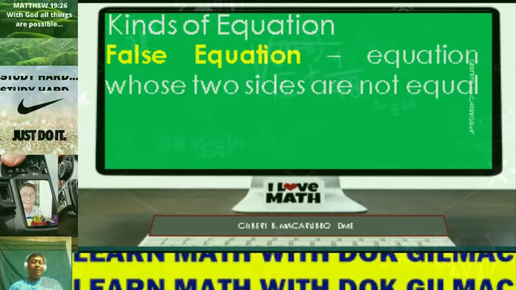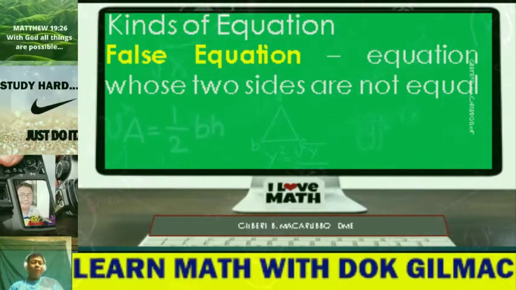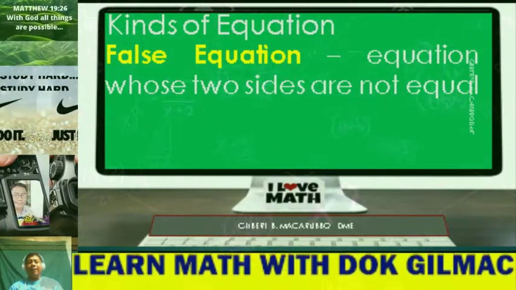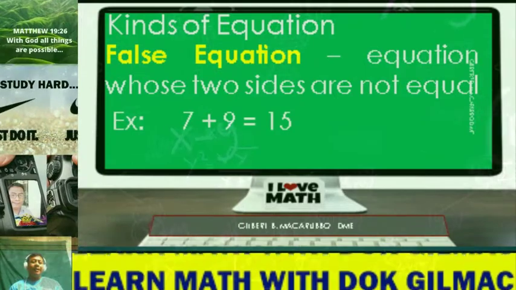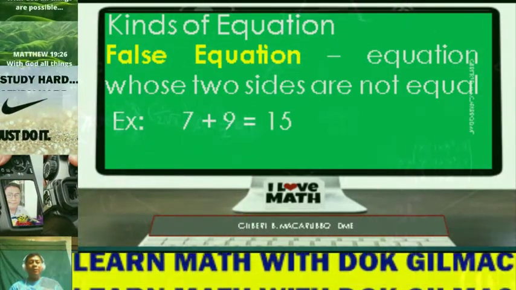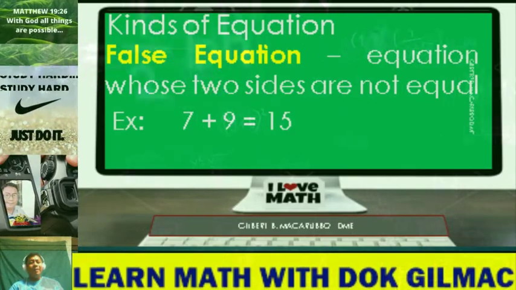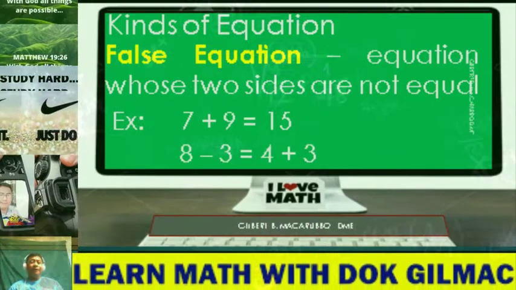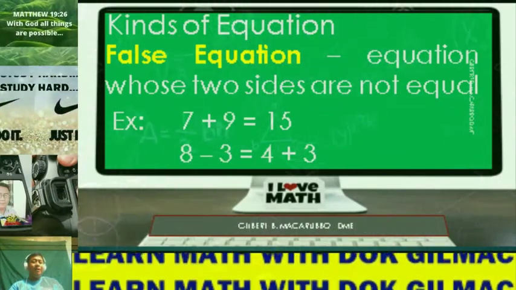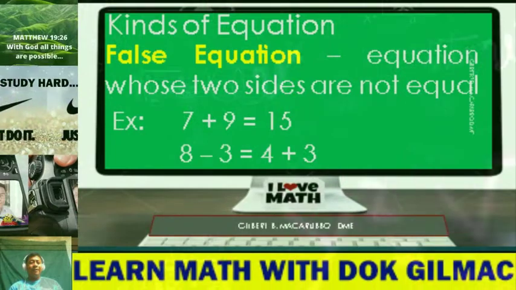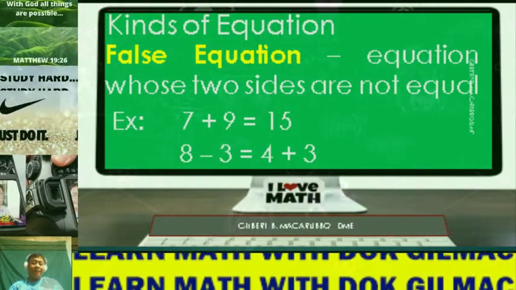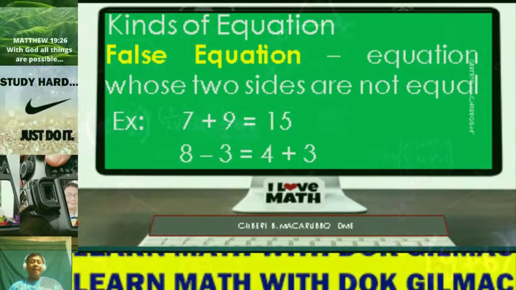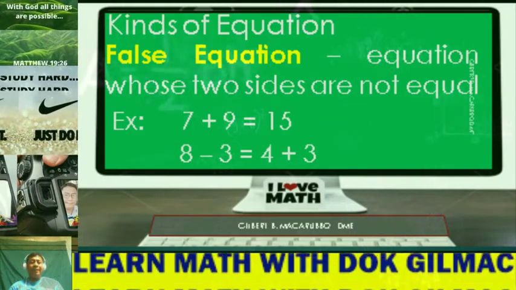Then we have false equation. False equation is an equation whose two sides are not equal. For instance, 7 plus 9 is equal to 15. Take note, 7 plus 9 is 16 and it's not equal to 15. 8 minus 3 is equal to 4 plus 3 is a false equation since 8 minus 3 is 5 and 4 plus 3 is 7. The left side and the right side is not equal.